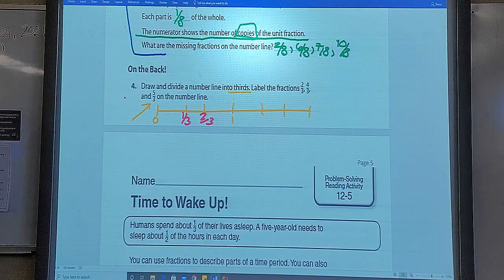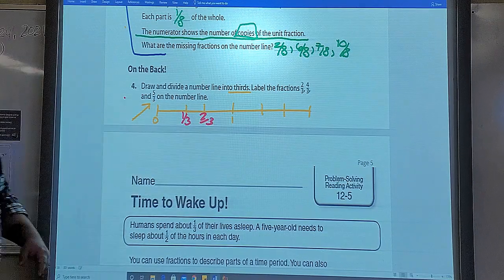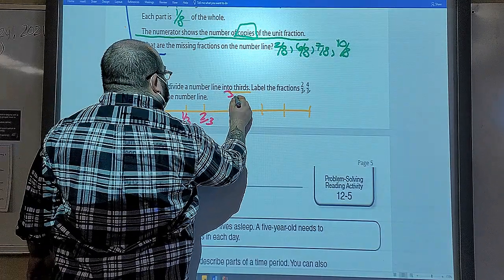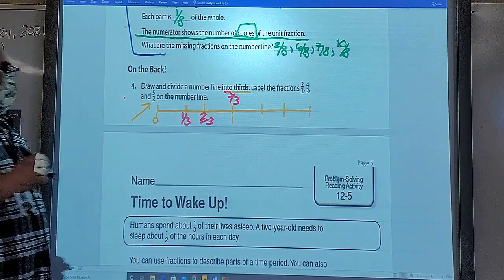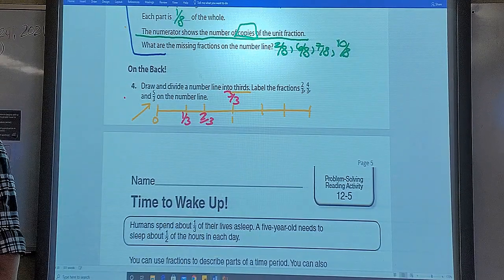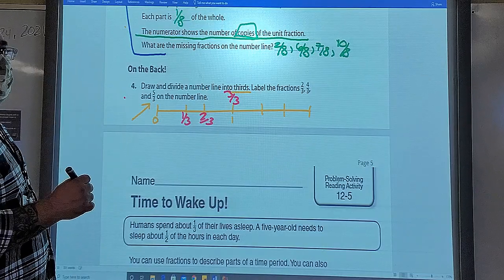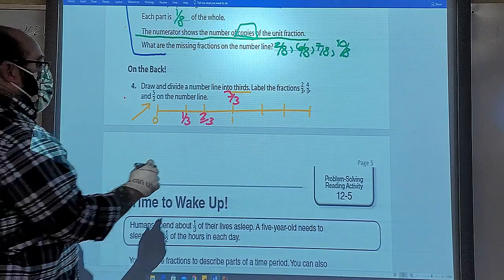What is one equivalent to? What is one whole equivalent to? 3 thirds. Yep. One whole is 3 thirds. So then what comes next after that? What comes next after that, Nick? After 3 thirds? 4 thirds.